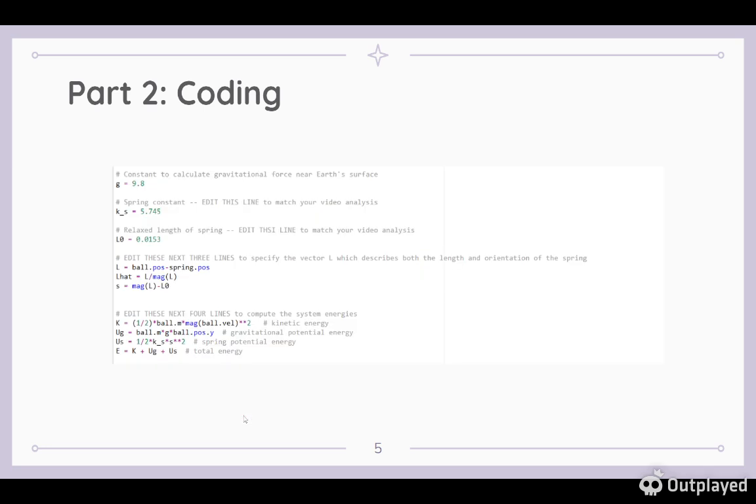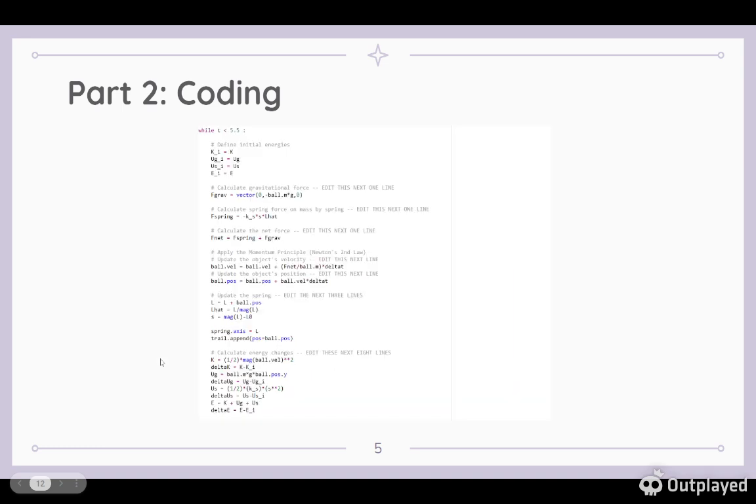And then coming over here, K was half the ball mass times the magnitude of the ball velocity squared, and then the gravitational potential energy was just the ball mass times the gravitational constant times ball position y, and then the US value, the potential spring energy, was half KS times S squared as found in the code, and then the total energy was the sum of all of these. And then we can go through this and see the multiple coding elements that we had to modify.